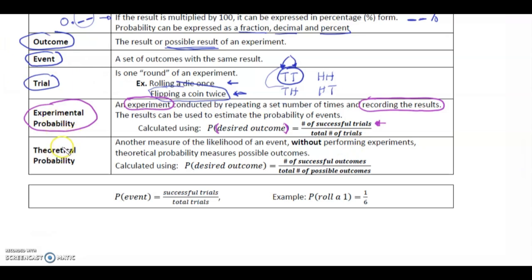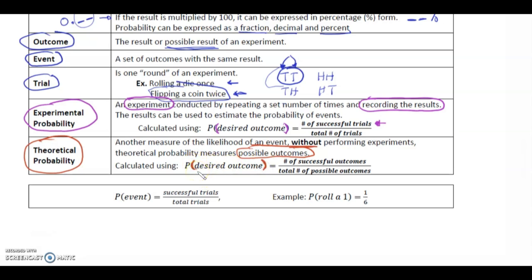Okay, theoretical probability is similar to experimental probability, except we're not actually doing the experiment. What we're doing is we're looking at the likelihood that an event is going to occur without actually performing the experiments. Okay, theoretical probability measures possible outcomes. It would be, in a very, very fair, perfect world, this would theoretically happen. Okay, and this is calculated using the probability of, again, desired outcomes.